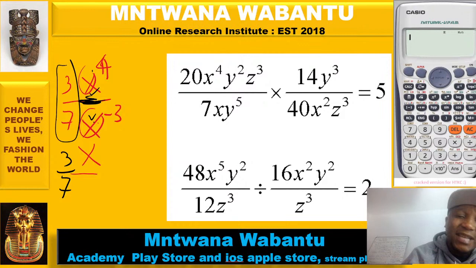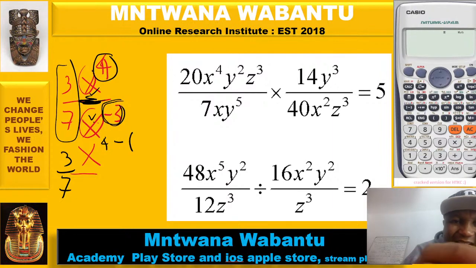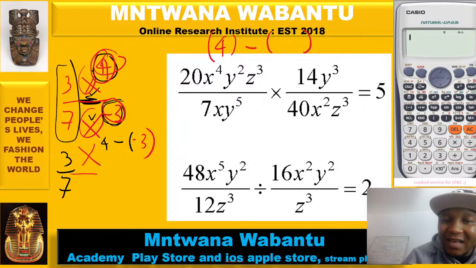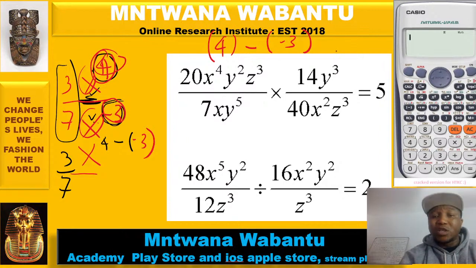And then after that, take the top power minus the bottom power. So I'm going to say 4 minus the bottom. But what is the bottom? The bottom is negative 3. Look carefully here, because you take the top power minus the bottom power. What is the top power? It's 4. What is my bottom power? Negative 3. Don't just say 4 minus 3.